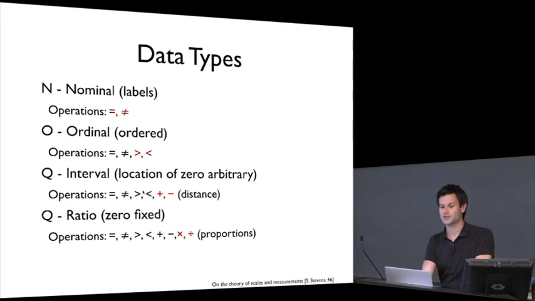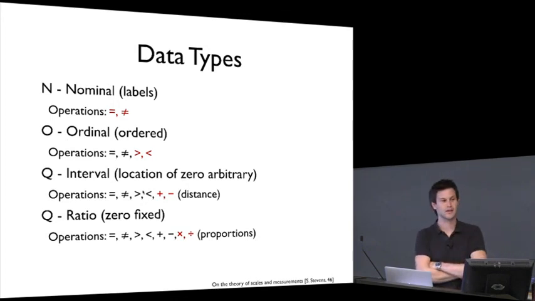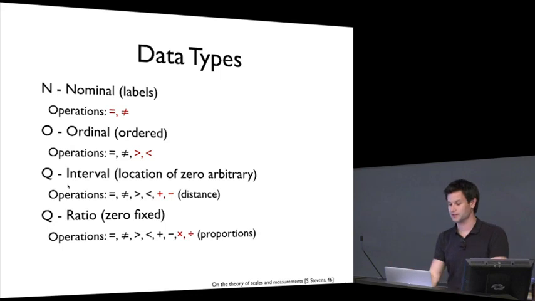Okay, so what kind of operations can we do with these data types? With nominal, as I said, you can only say if they're the same or not the same. With ordinal, we can also sort them, bring them into an order. With interval, quantitative data, we can calculate the distance. So if we have the location, then we can say, I don't know, Boston is 3 hours by car away from New York, or 4 hours.